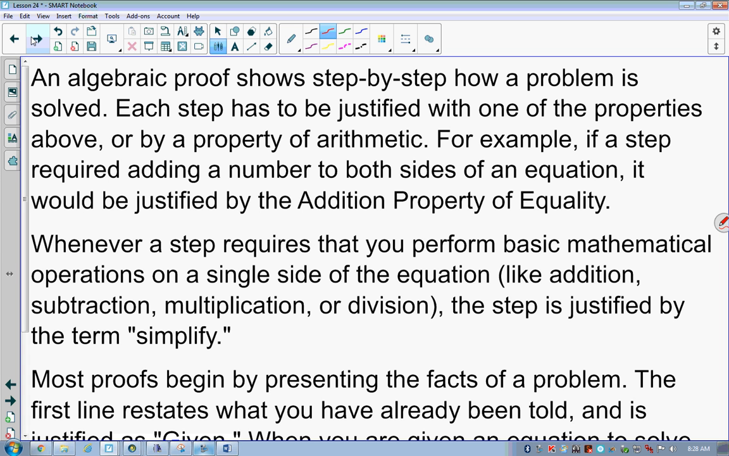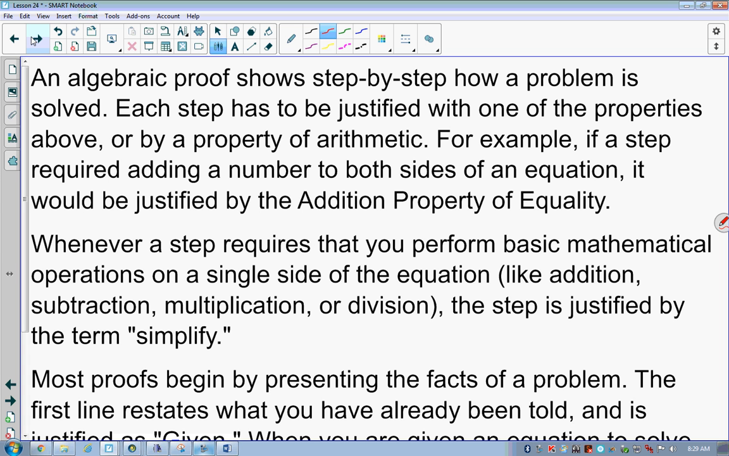And of course, the more that you learn, the more properties that you know, the more things that you can solve, the more justification that you can give. If a step required adding a number to both sides, addition property of equality. Whenever a step requires that you perform basic mathematical operations on just one side of the equation, I might use the distributive property to solve one side.